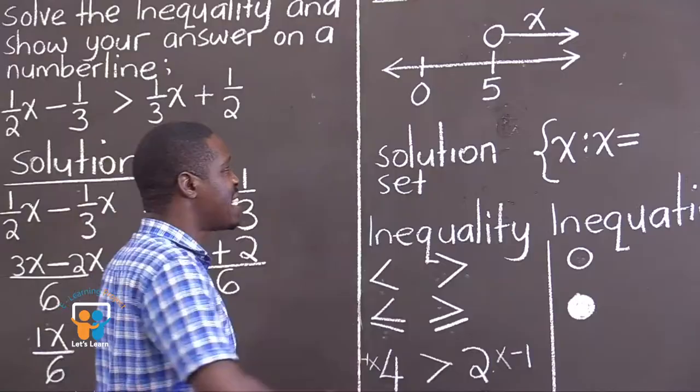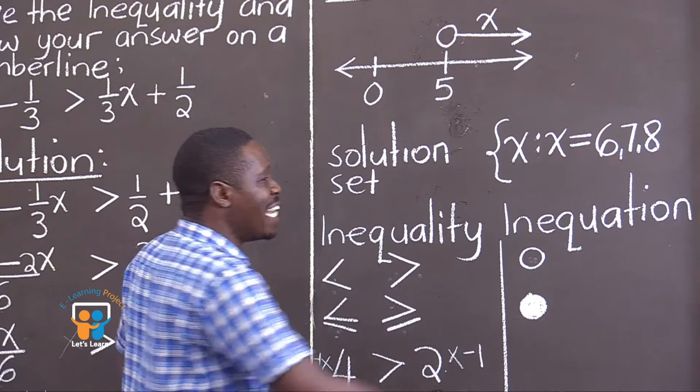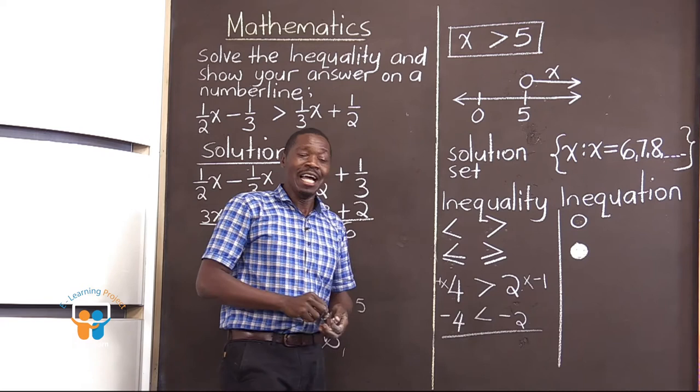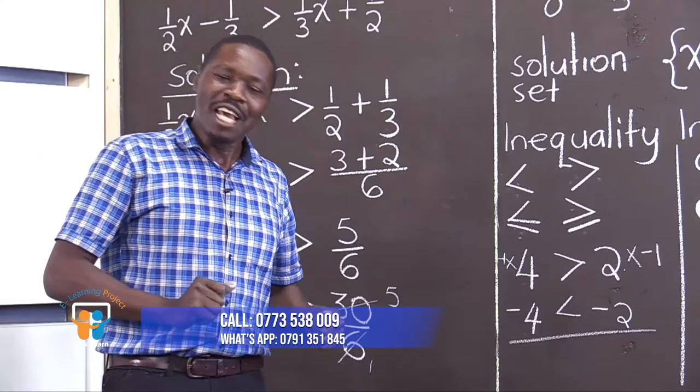So we shall say 6, 7, 8. You cannot finish all of them. And then you can say dash, dash, dash, dash up to positive infinity. And that brings us to the end of number 2. After the short break, I'm going to give you some simple homework. In the case of any questions, you can always call me.